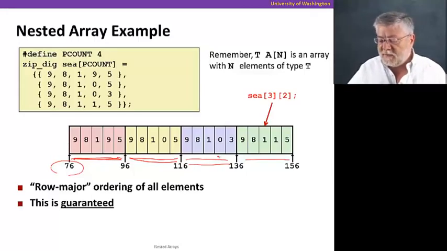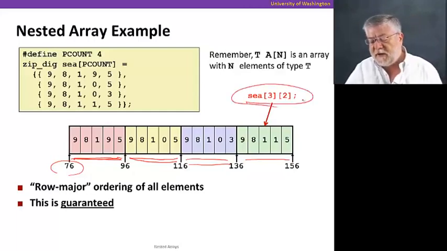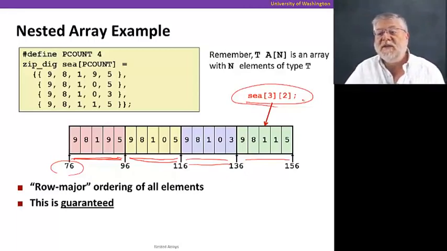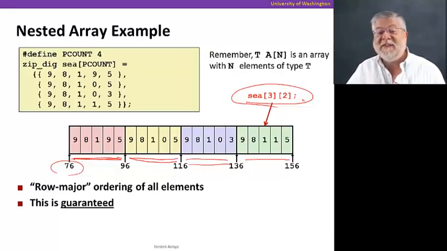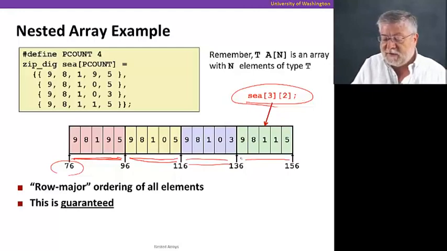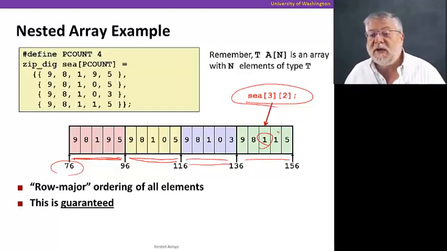So when we write something like this access to SEA[3][2], that means we want the 4th row, the index 3 starting at 0, so it's the 4th row, and then the 3rd digit within that row, or within that zip code, that zip digit type, and that's the number 1 represented in that location.